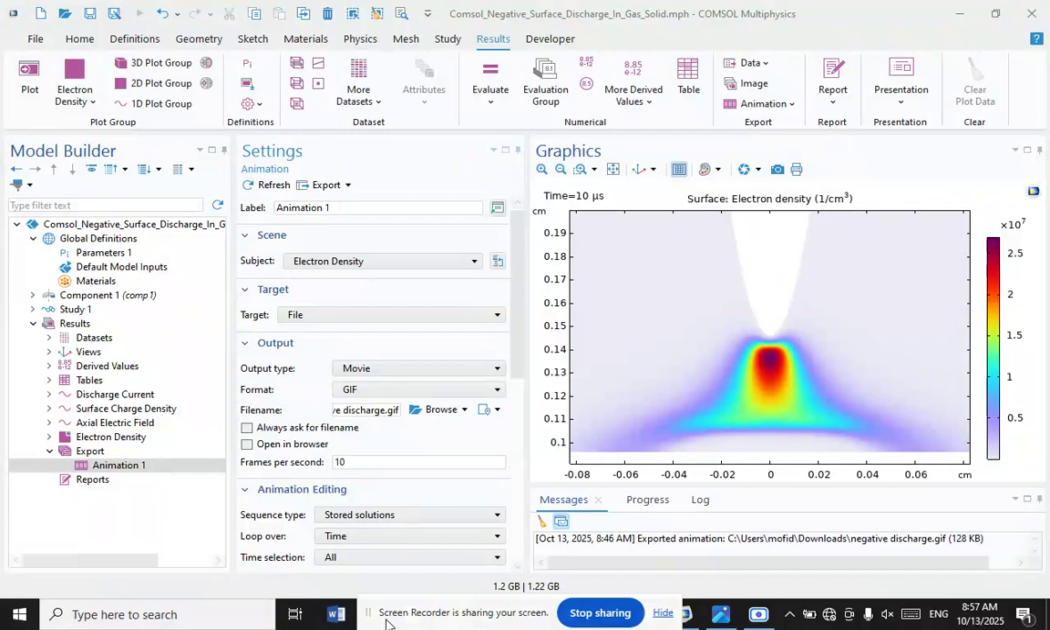Studies are investigating the use of alternative gas mixtures to improve the insulation performance of high voltage equipment. The next one is UV radiation simulation.